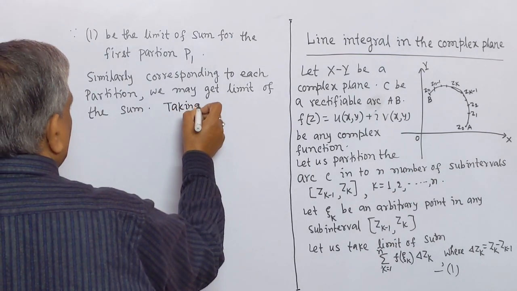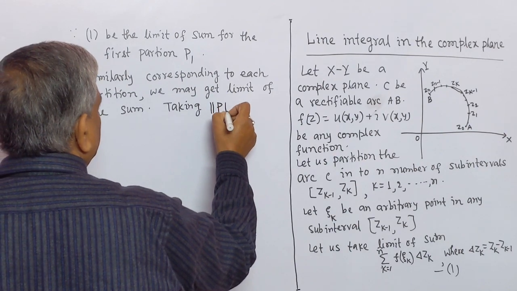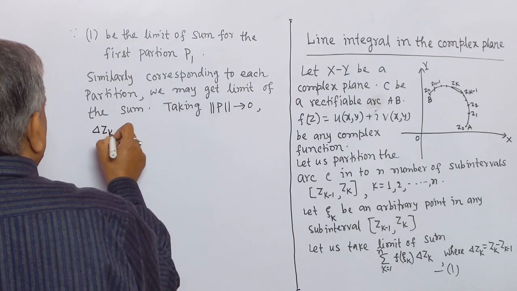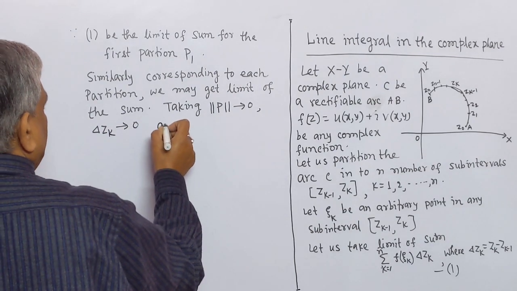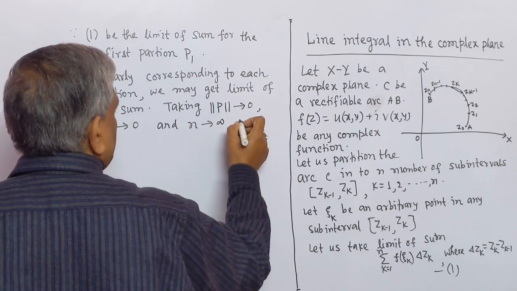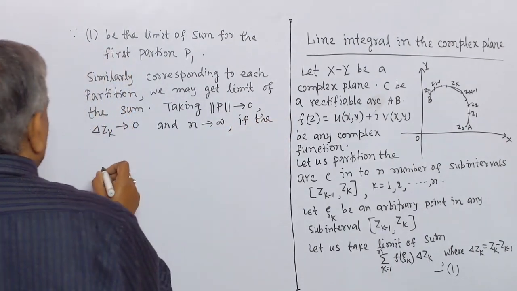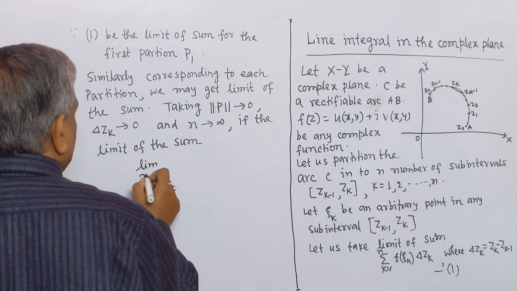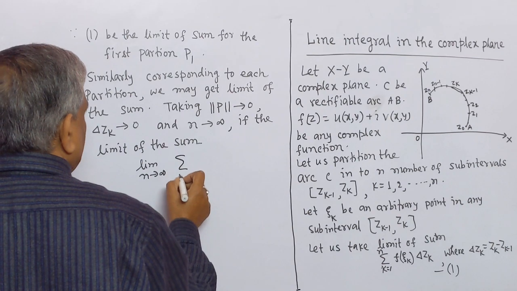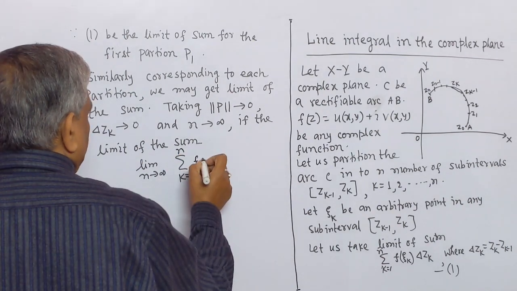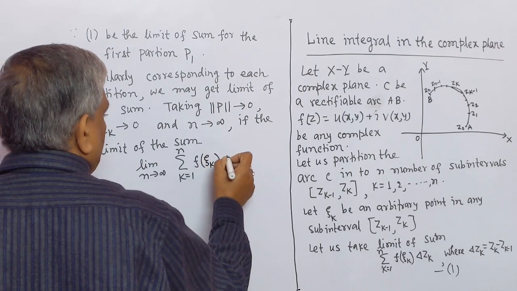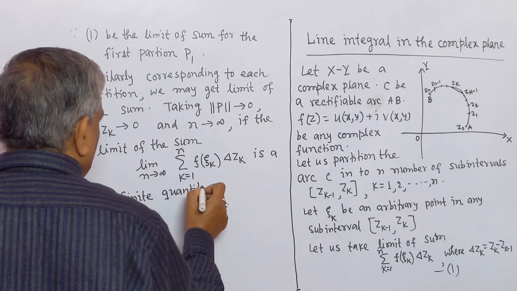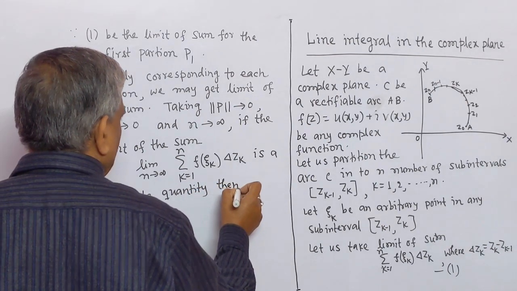Taking the norm of the partition P tends to 0, delta z_k tends to 0, and n tends to infinity, if the limit of the sum, limit n tends to infinity sigma k equal to 1 to n f(xi_k) delta z_k, is a finite quantity, then let this be 2.